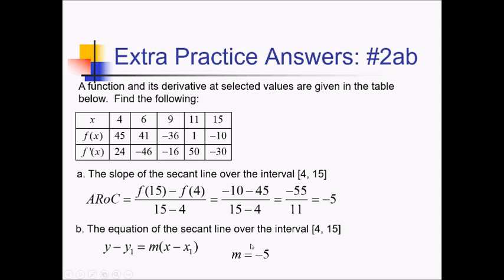For the x and the y value, we could use either 4 or 15 as your x value, but you got to commit. Once you pick one of these, you have to pick the y value that goes with it. So if I pick an x value of 4, then my y value is going to be f of 4, which we already saw in the table was 45. So I've got y minus y1, which is going to be y minus that 45 that I just looked up. My slope was negative 5, and then I have x minus the x value that I just plugged in, which was 4. And this is one possible equation of the secant line here.